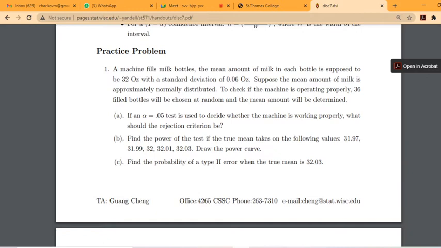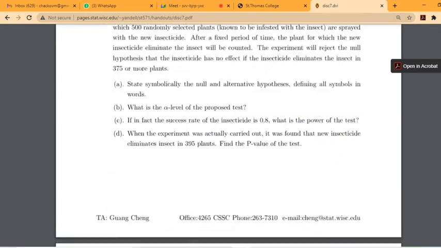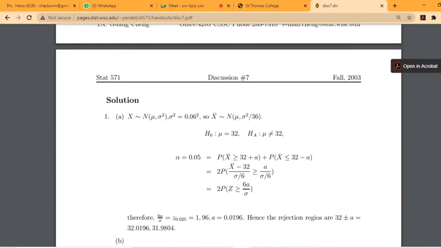In part A we have to determine the rejection region. In the second part we have to determine the power. In the third part we have to determine the type 2 error. So how can we solve this problem? Let us look at the solution.